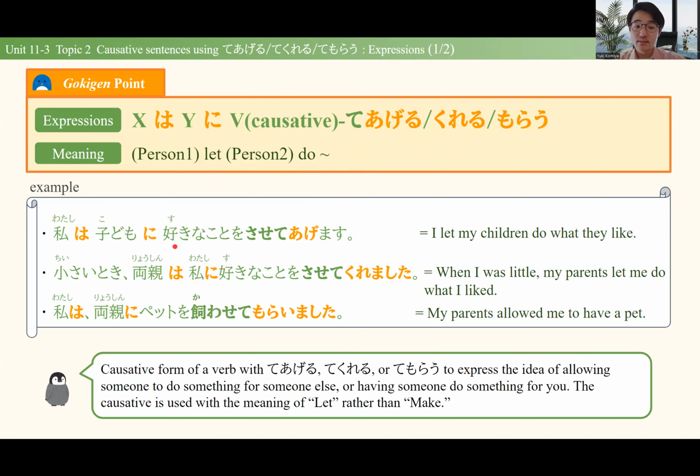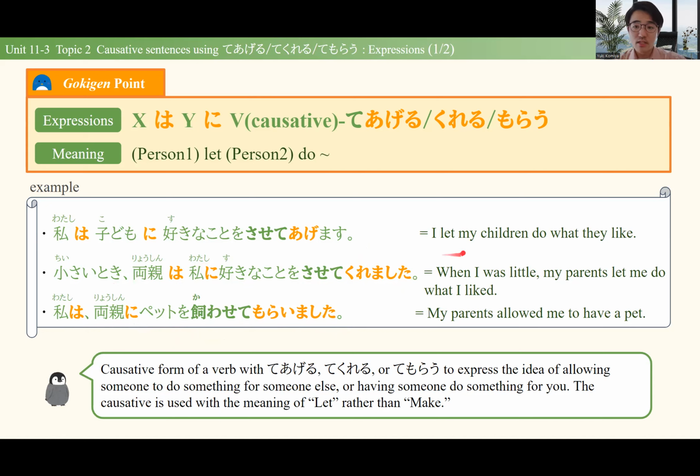私は子供に好きなことをさせてあげます。I let my child do what they like. 小さい時、when I was young, 両親は私に好きなことをさせてくれました。So, my parents let me do what I wanted. Meaning, the parents gave me the permission to do what I liked. Finally, 私は両親にペットを飼わせてもらいました。My parents allowed me to have a pet.